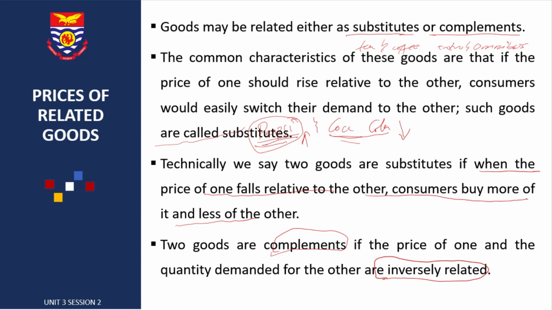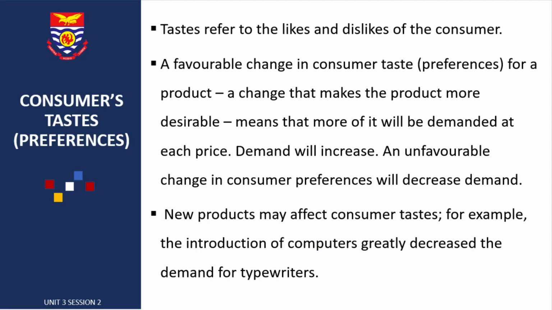Alright. Let's look at consumers' taste and preferences, likes or dislikes, and how that influences demand. Now, taste refers to likes and dislikes of a consumer. For instance, cows are not eaten for food in India, but in Ghana, beef is scarce and the price per kilo is very high. Cultural traditions also determine taste.